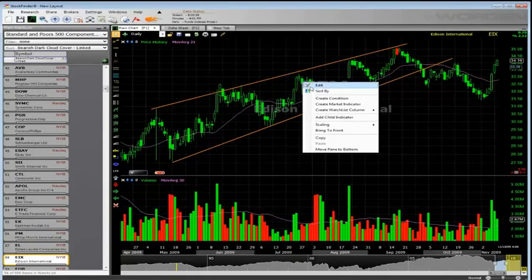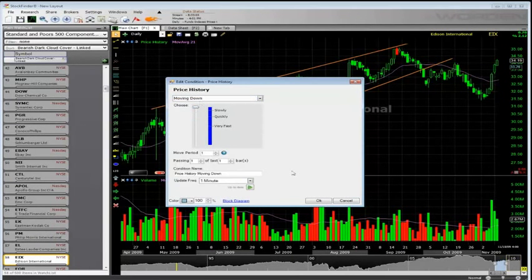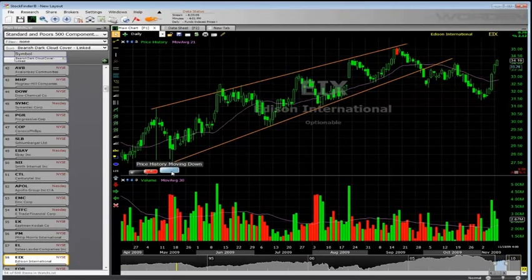So I'll right-click on price, create a condition. What I'd like to see happen is price history needs to move down. It needs to move down at all, and that's going to have this color. That's fine. That just puts an additional condition on my chart.